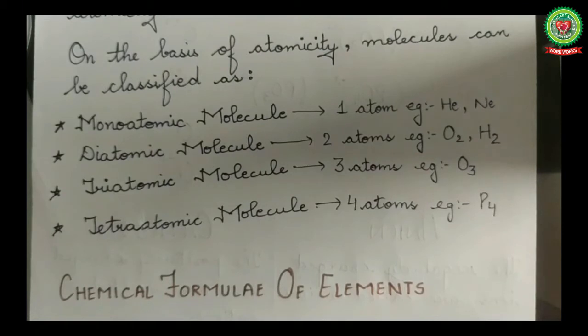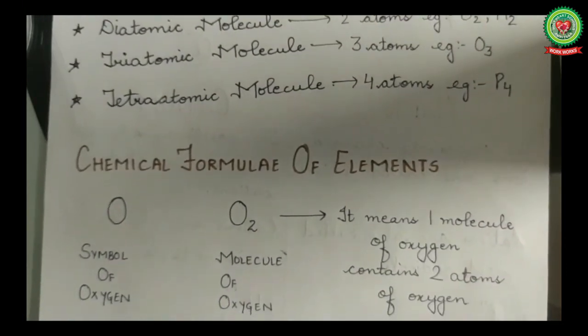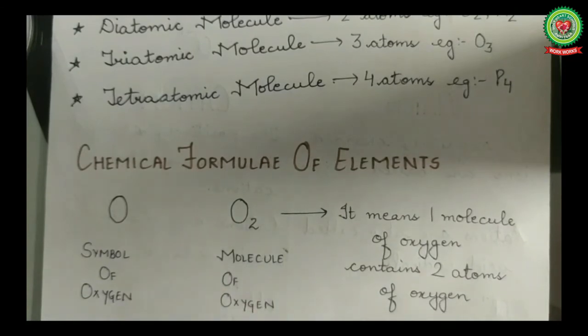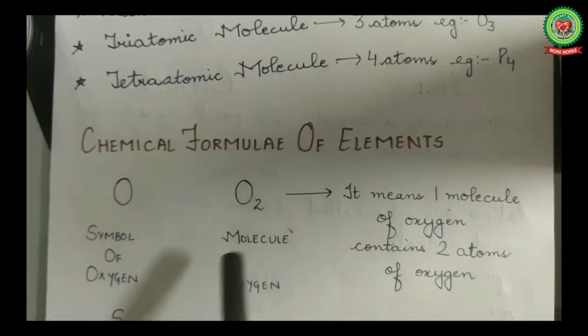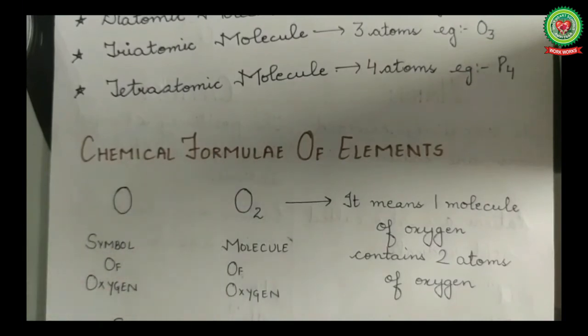Chemical formulae of elements. We know that elements are pure substances made up of the same kind of atoms. Now let's see its chemical formula. Students, we know that O is the symbol of oxygen and O2 is the molecule of oxygen. As told before, it's diatomic. It means one molecule of oxygen contains 2 atoms of oxygen. This molecule of oxygen is its chemical formula. Yes, a molecule of any element represents its chemical formula.